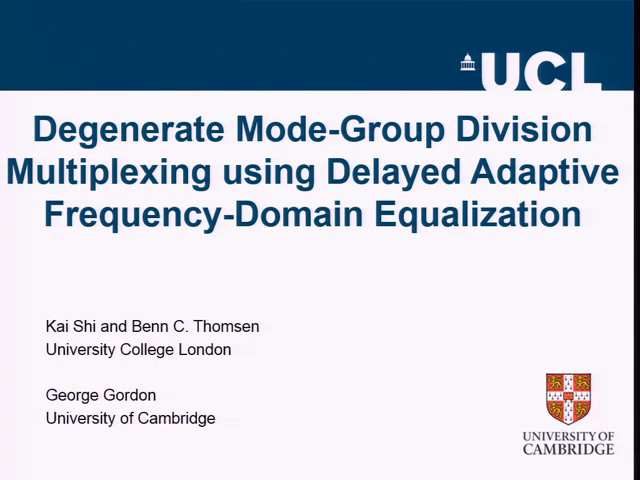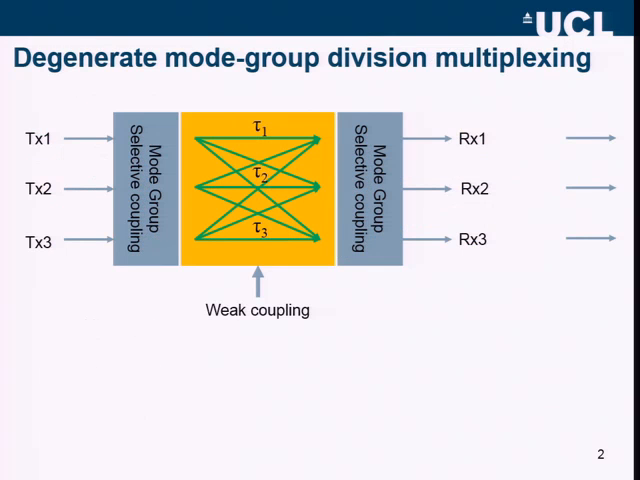So my talk today is mainly focusing on using a delayed frequency domain equalizer to try to compensate the crosstalk and coupling in a degenerated mode group division multiplexing system. As we all know, the differential group delay in the conventional multimode fiber is relatively large, which reduces the coupling actually in the fiber.